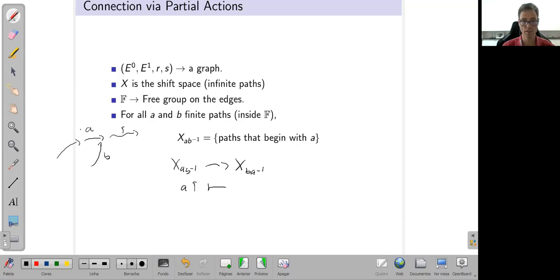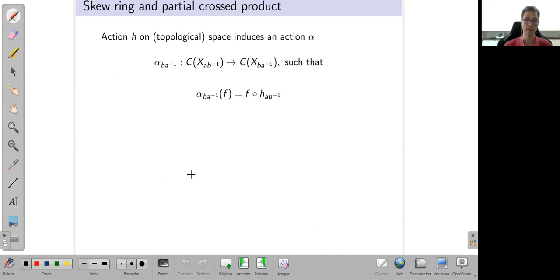What I have to do now is to take a sequence, an infinite path, that starts with B. So, well, I just erase A and I place B in front. So this A here, this path AXC, will be replaced with BXC. Okay, so that's the action, the partial action. These are partial actions, so we have these maps.